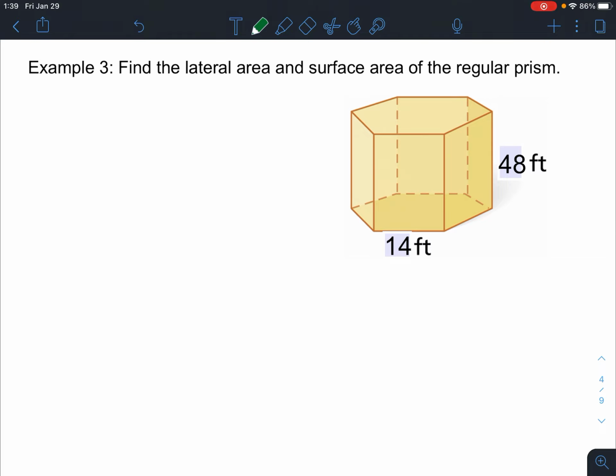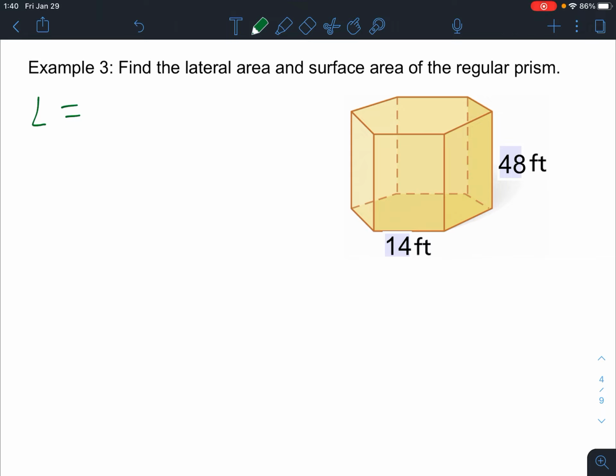All right, example 3. Now we have a hexagonal prism like we had in the first slide. Okay, regular prism it says, which means all the sides of the hexagon are the same. All right, so let's start with our lateral area. Keep in mind that all the sides are the same. So that means all these rectangles along the side are all congruent.